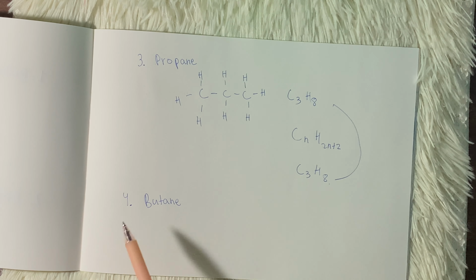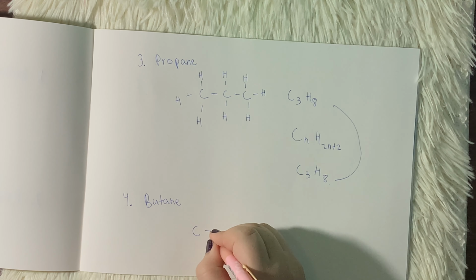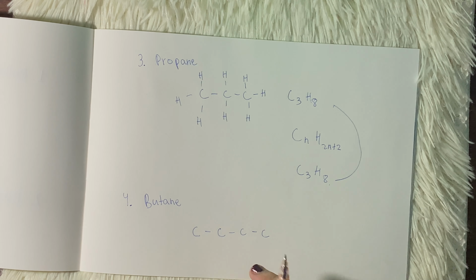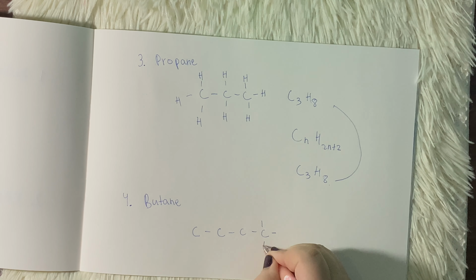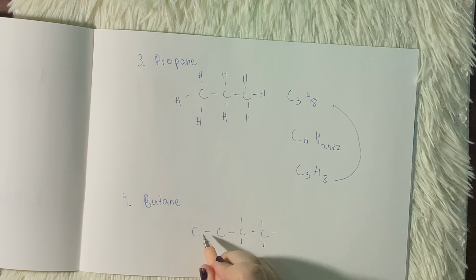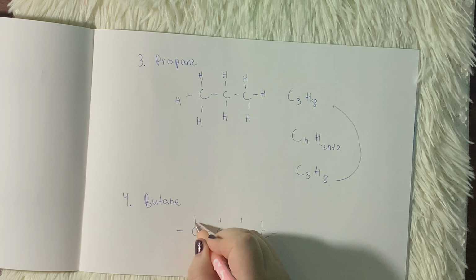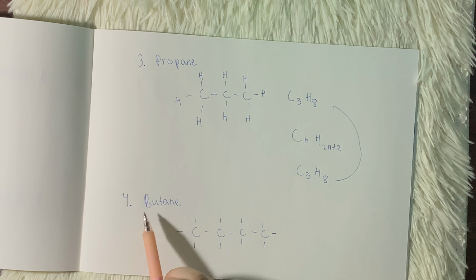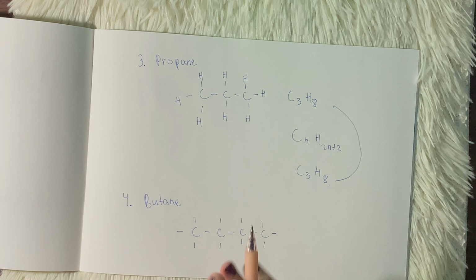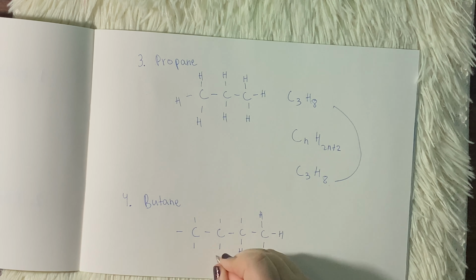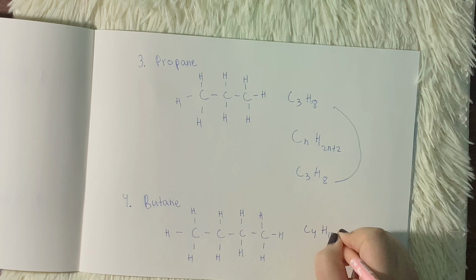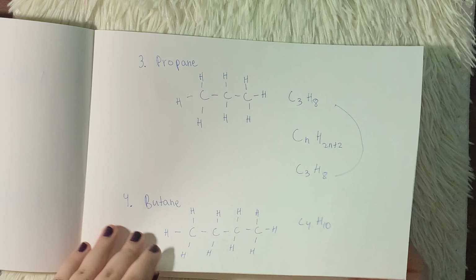Butane. And since it is the fourth alkane, it's going to have 4 carbon atoms. 1, 2, 3, 4. And now we know that each carbon has 4 bonds. So 1, 2, 3, 4, 1, 2, 3, 4, 1, 2, 3, 4, 1, 2, 3, 4. We know that it's butane and it already has 4 carbons. So we need to fill up everything else with hydrogen. So C4H10. That is the formula for butane.